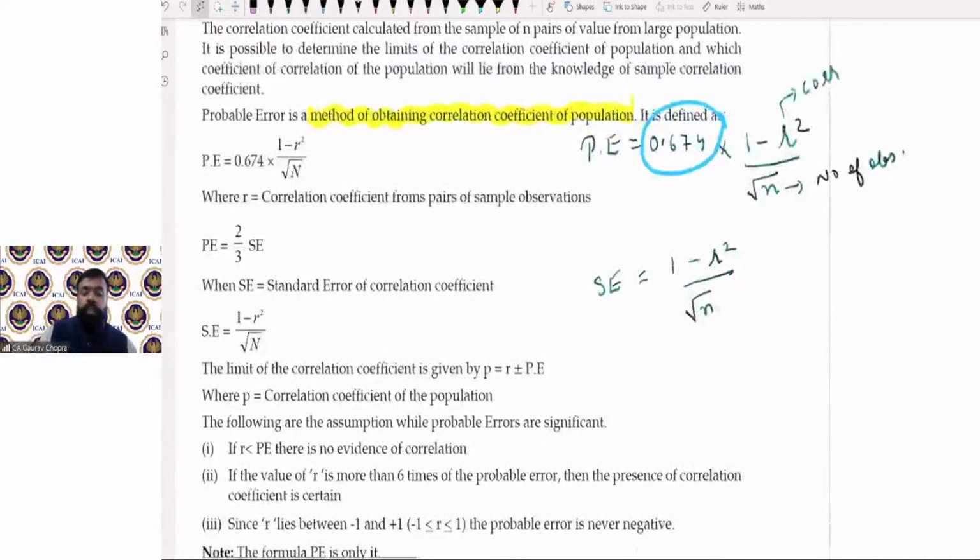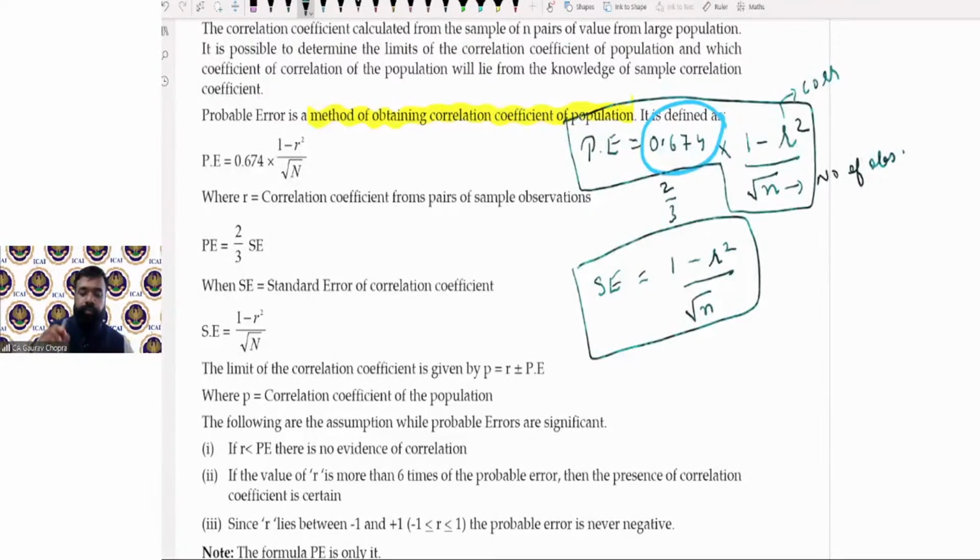Now this 0.6745 can also be written as 2/3. That is, this is the rough fraction figure. The exact decimal value is 0.6745, but roughly its fraction is 2/3. So these two are different types of errors. One is probable error, the second one is standard error. So we have written the formulas for both here. As per requirement, we can calculate this. Okay.